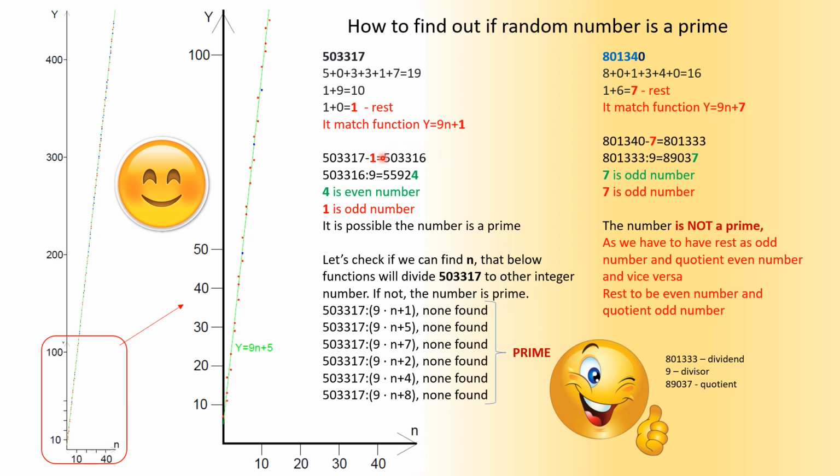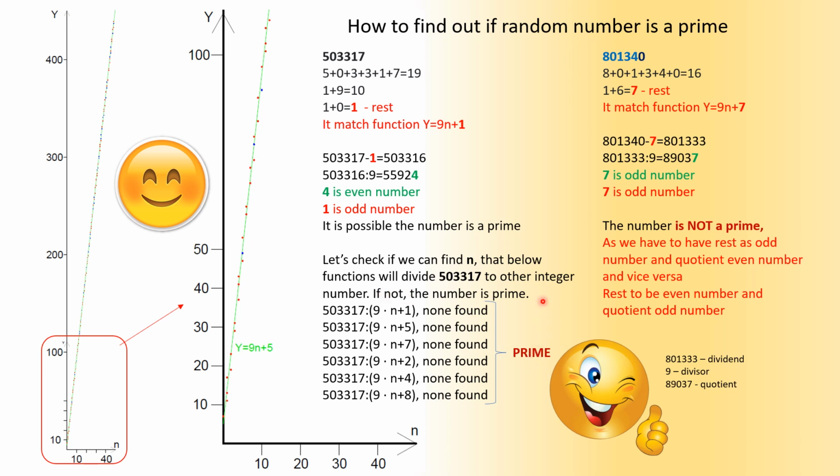Let's divide this number by 9 and we get 55,924. 4 is our even number and 1 is our odd number. So we can assume it is our prime number, at least it is a possibility. Now we have to check if we can find a number n that matches one of its functions that can divide our mysterious number. In this case, we couldn't find any. It means it is a prime.